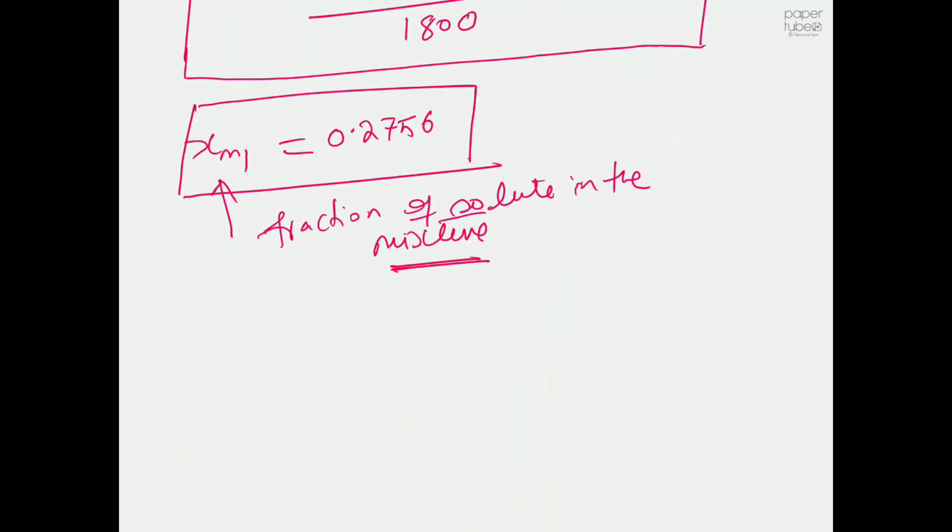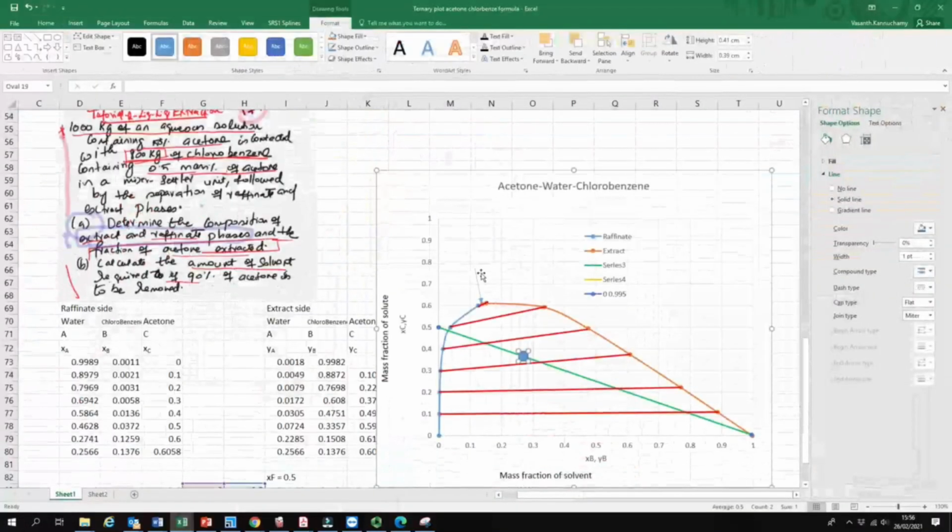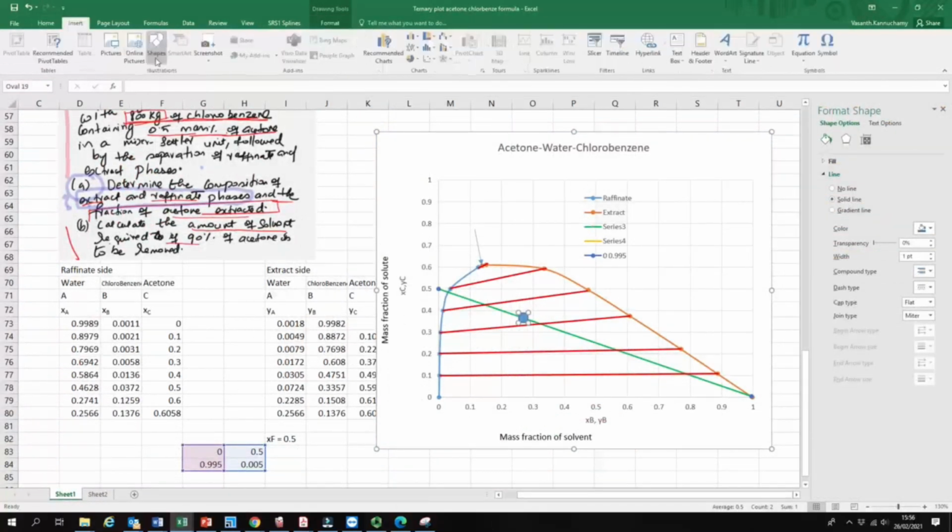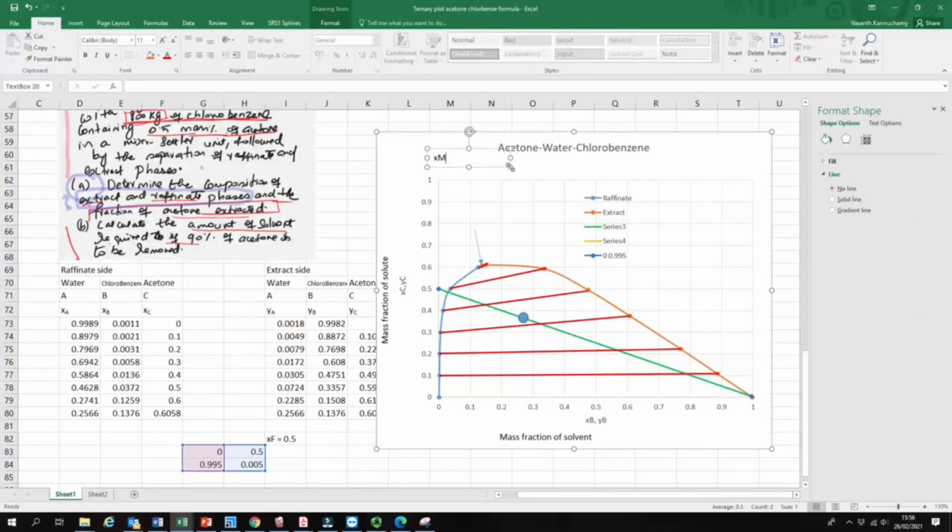I think so far this is fine. So let's go back to our Excel sheet. Just remember this value, our xM1 value is 0.2756. Let's go back to our Excel sheet and try to locate this point. We already calculated xM1, that's equal to 0.2756.